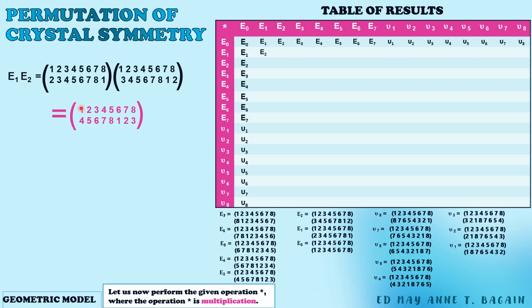The new one can be seen at the 3 in the first part of the equation, which is 4. And the 2 can be seen at the 4 here. So the new 2 is 5, 6, 7, 8, 1, 2, and 3. So the element here would be epsilon sub 3. So epsilon sub 1 star epsilon sub 2 is epsilon sub 3.